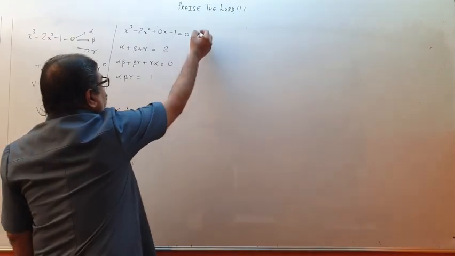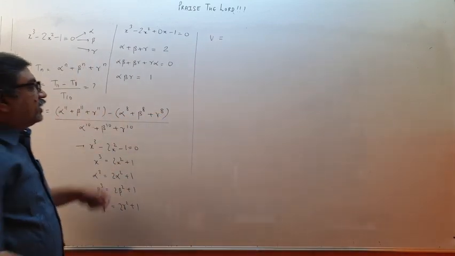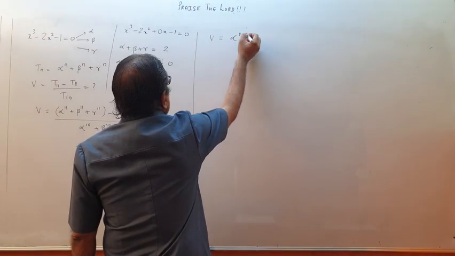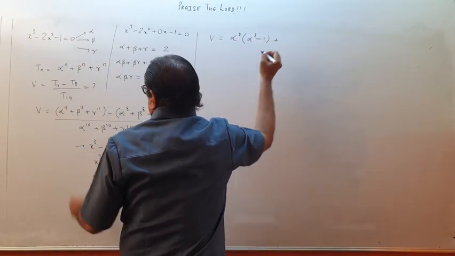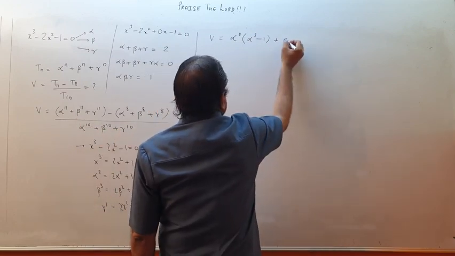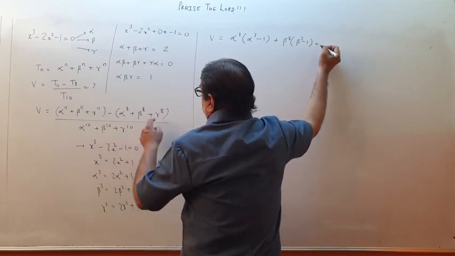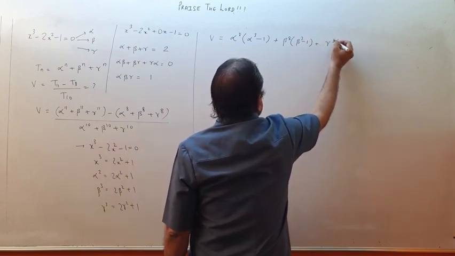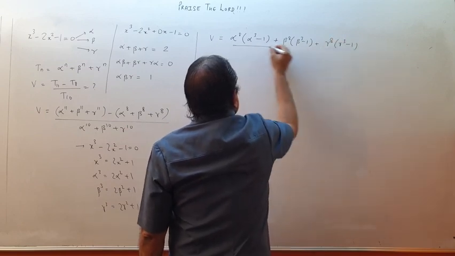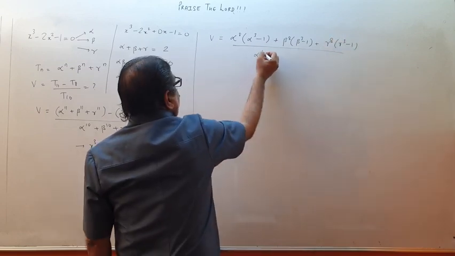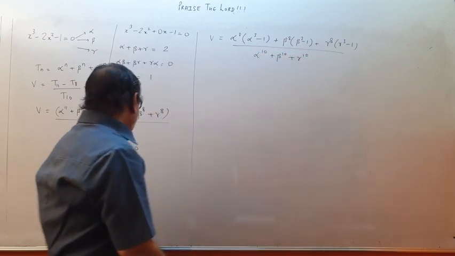Now come over here. See, this value is equal to alpha 11 minus alpha 8. If I take alpha 8 common, it will be alpha cube minus 1. Beta 11 minus beta 8, if I take beta 8 common, it will be beta cube minus 1. Gamma 11 minus gamma 8, if I take gamma 8 common, it will be gamma cube minus 1, upon alpha 10 plus beta 10 plus gamma 10.